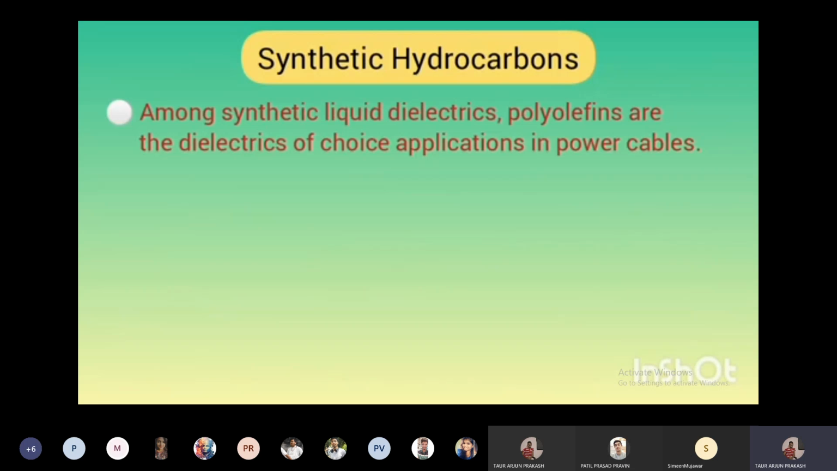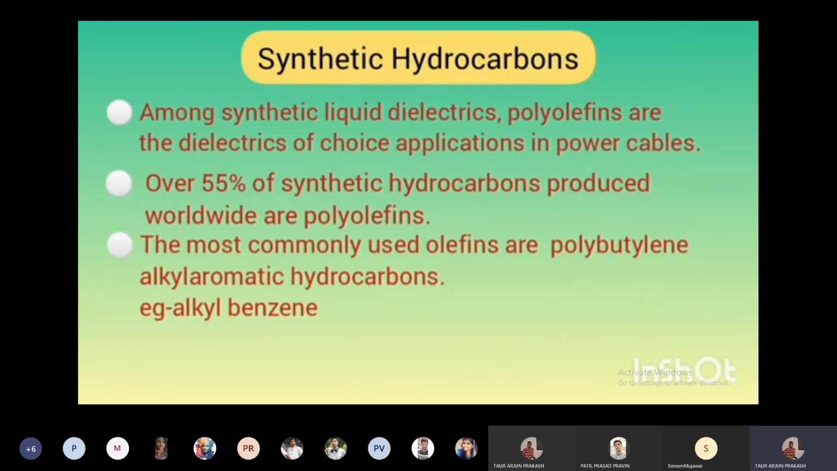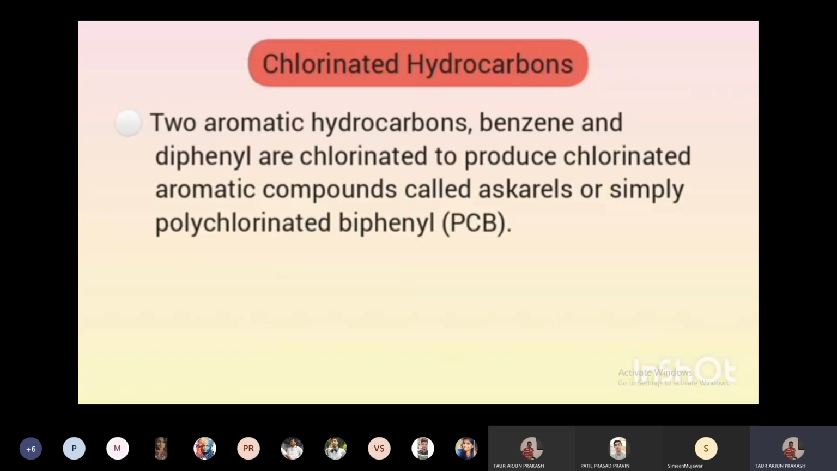Synthetic hydrocarbons. Among synthetic liquid dielectrics, polyolefins are the dielectrics of choice for applications in power cables. Over 55% of synthetic hydrocarbons produced worldwide are polyolefins. Most commonly used olefins are polybutyl alkyl aromatic hydrocarbons, for example alkyl benzene. Chlorinated hydrocarbons. Two aromatic hydrocarbons, benzene and diphenyl, are chlorinated to produce chlorinated aromatic compounds called askarels or simply polychlorinated biphenyl. They possess a high fire point.